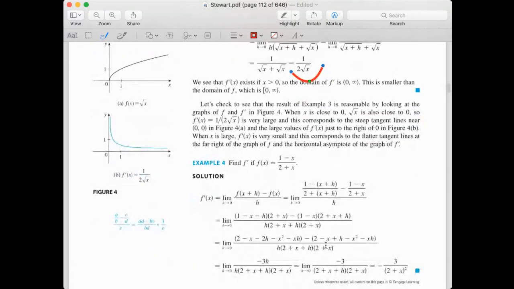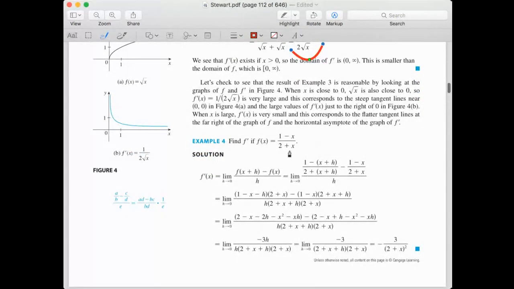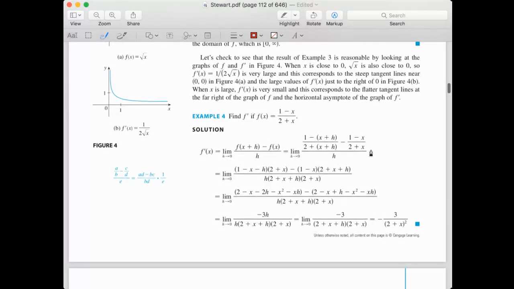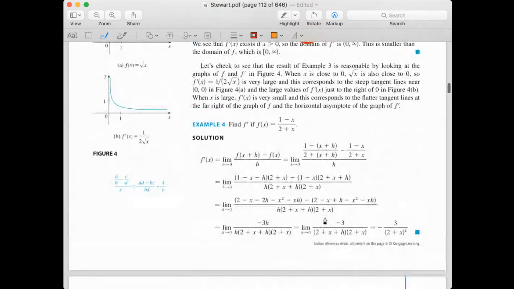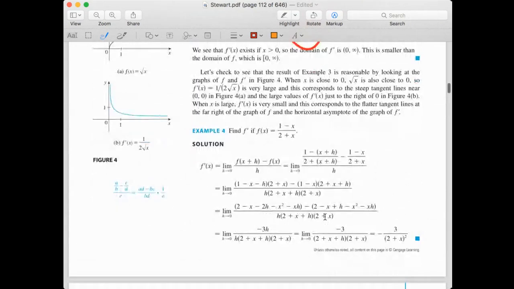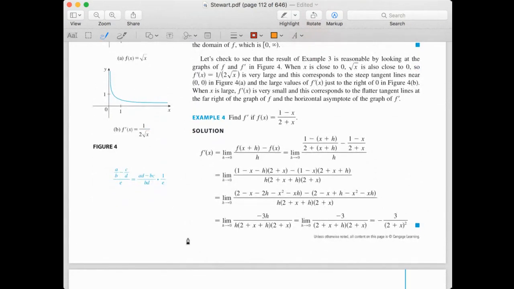Okay, let's say example 4. We have this rational function. Let's find its derivative to see the graph. Tedious calculation. After the calculation, we get the derivative function as negative 3 over (2 plus x) squared. Let's see the graphs of those two. Oh, we don't see the graphs. Anyways, this doesn't offer a graph, but if you want to find out, you can graph this on Desmos, all right?